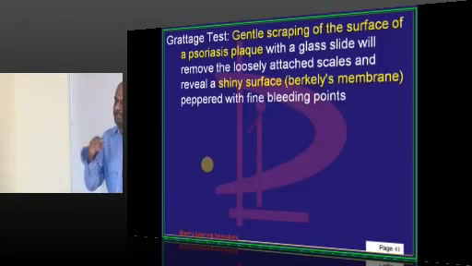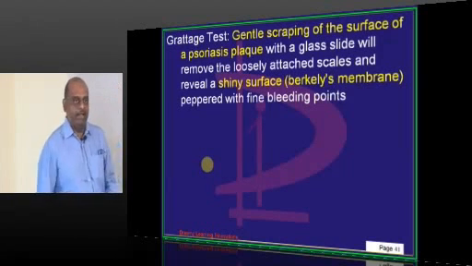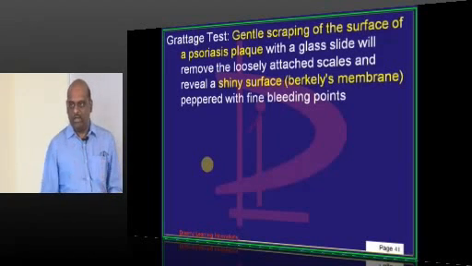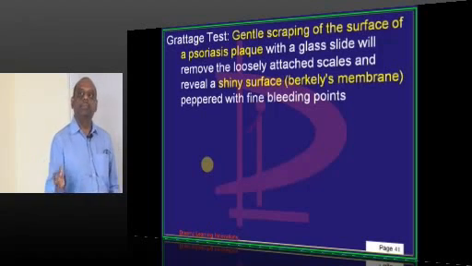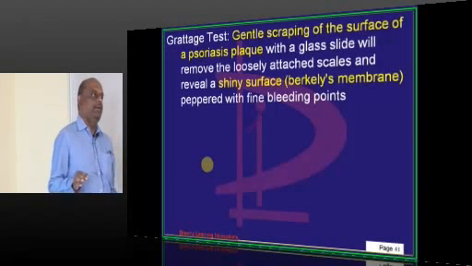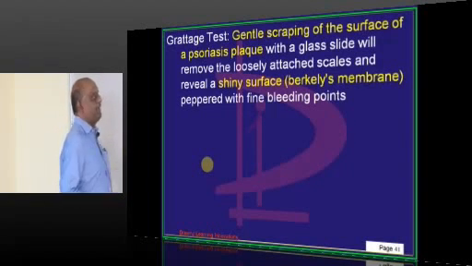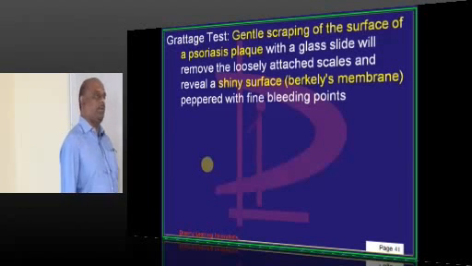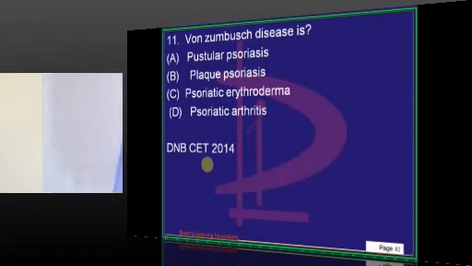Berkeley is a cigarette packet. Cigarette packet, you have a shiny overlying leaf, right? So Berkeley's membrane, Grattage sign, where do you find in case of psoriasis is what you need to ultimately remember.